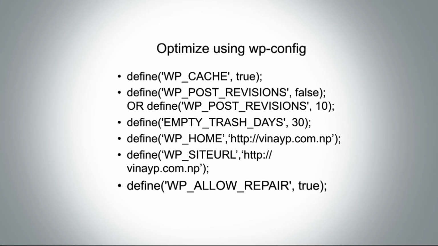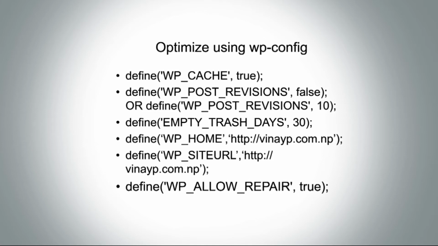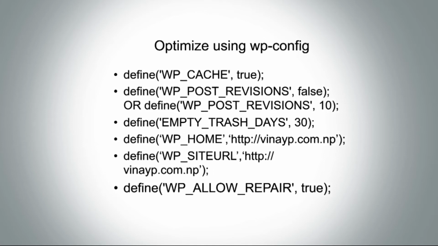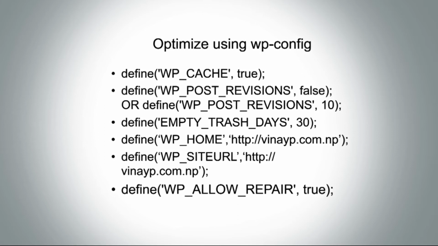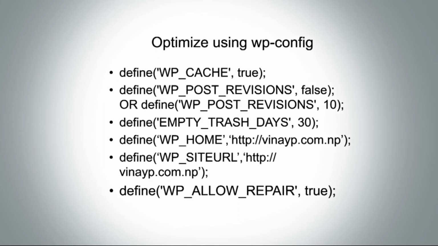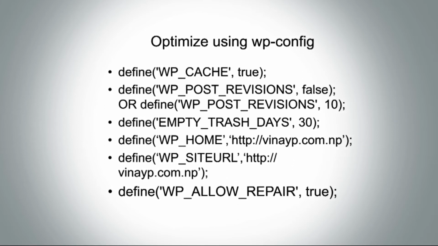Now, the most significant thing: optimize using wp-config. This is a core thing. To enable cache, we always need to define WP_CACHE true in our wp-config file.